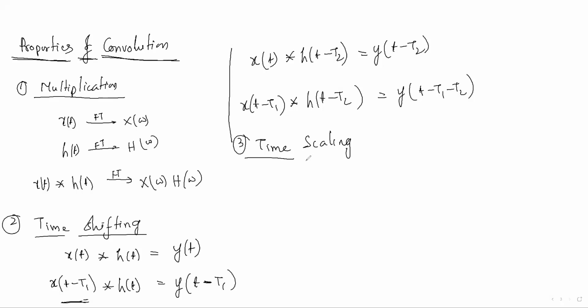There are totally 8 I am selecting. All are important. Time scaling means if x of t is scaled by a quantity and a similar quantity is scaled in h of t also, then our y of t would be 1 by mod of a times y of at. If we scale both the terms with at, then our output will also be 1 by mod a y of at. This is the equation for time scaling.